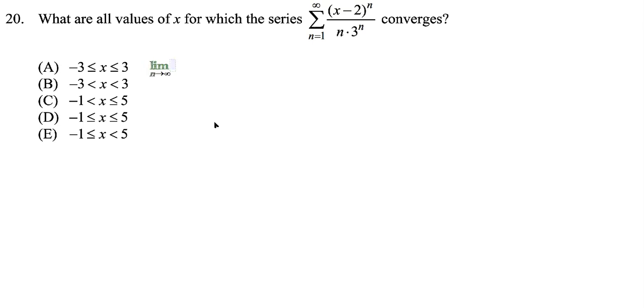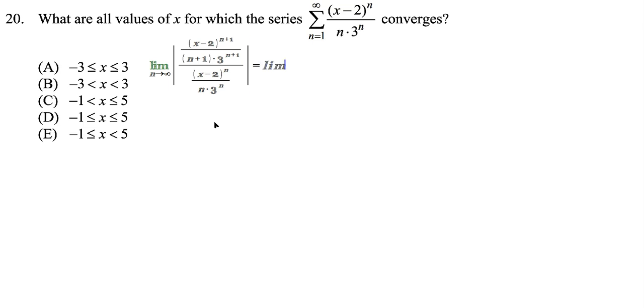So it would be the limit as n goes to positive infinity of the following. At first would be (x minus 2) raised to the n plus 1, divided by n times 3 raised to the n plus 1. Every occurrence of n gets replaced with n plus 1. And then you would have to divide this by that same expression, (x minus 2) raised to the n, the original, over n times 3 raised to the n.